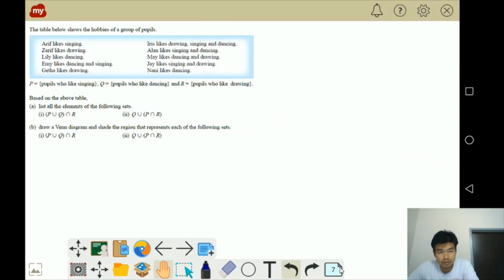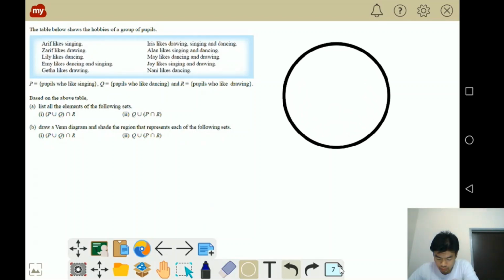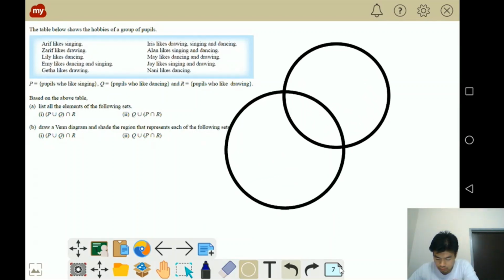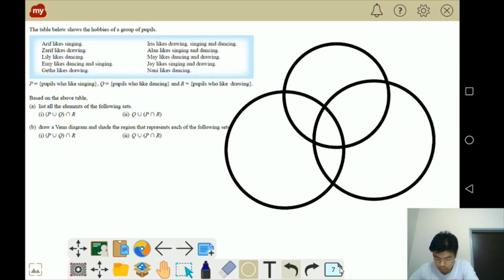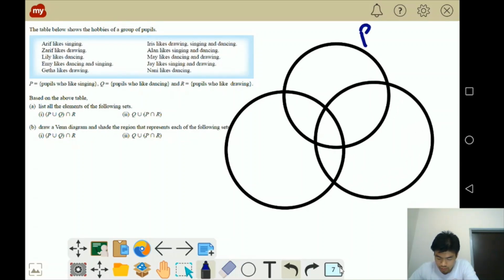Draw a Venn diagram and shade the region to represent each of the following sets. Okay, we are to draw the Venn diagram. If you notice, the compound operation is exactly the same as in A. So the way I shade should coincide with the elements in A1. So I'm going to draw the Venn diagram. 3 circles overlapping with each other. Set P, set Q, and set R.